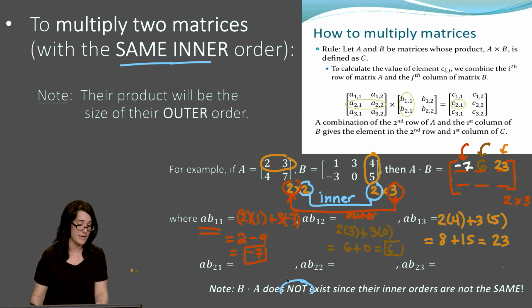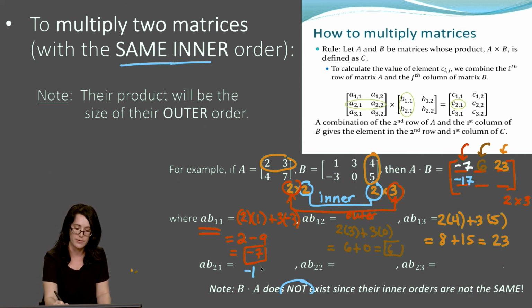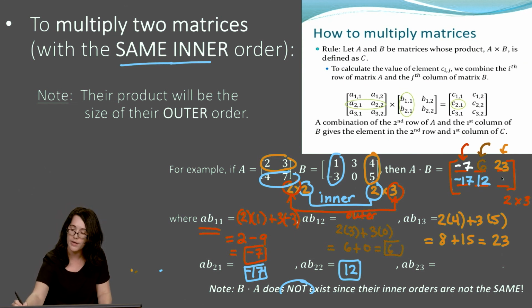Okay, let's see how you did. For entry 2,1, did you end up getting negative 17 for this entry? In other words, you took the second row of A with the first column of B. That would be 4 plus negative 21, which gives you negative 17. For entry 2,2, did you get 12? Good. For entry 2,3, did you get, I believe, 51?